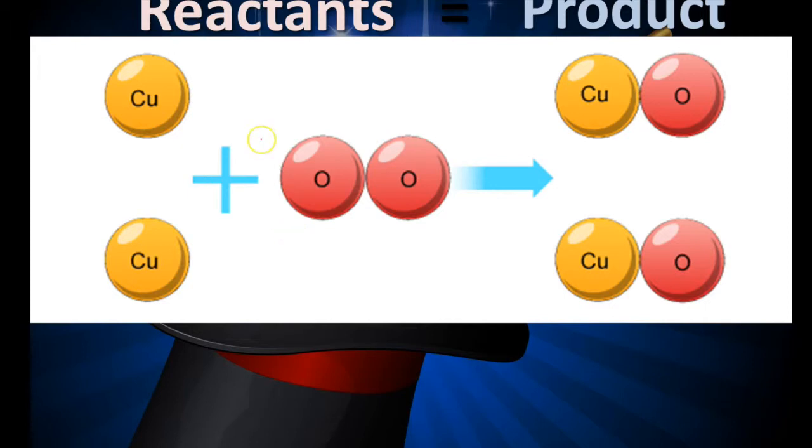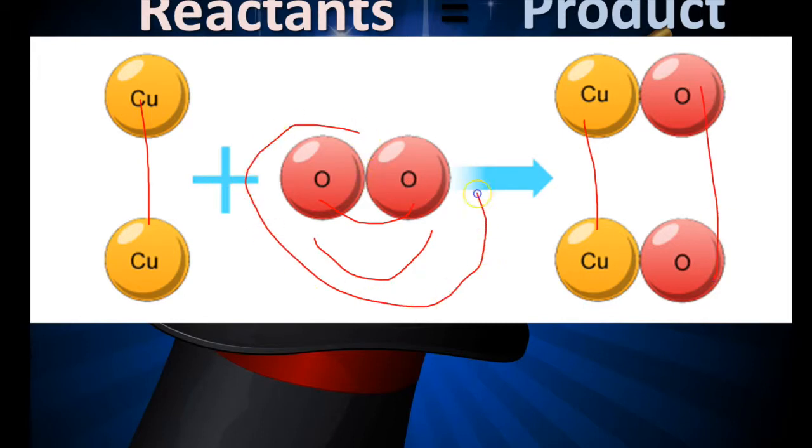And again, the same thing applies with chemical formulas. So if you start off with 2 copper atoms, your end product has to have 2 copper atoms. If you start on the reactant side with 2 oxygen atoms, you will end up with 2 oxygen atoms. And I noticed that I just made a smiley face here.